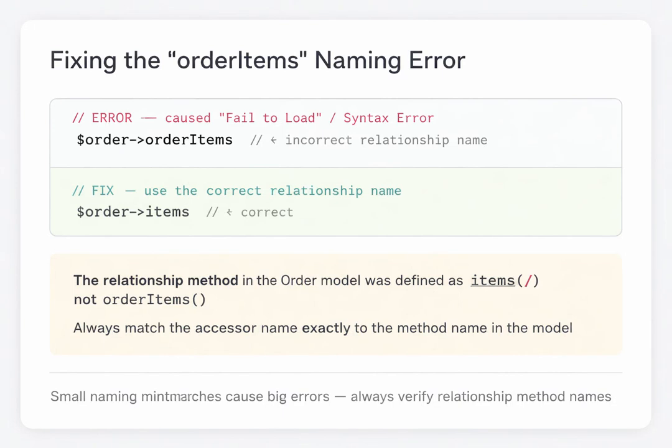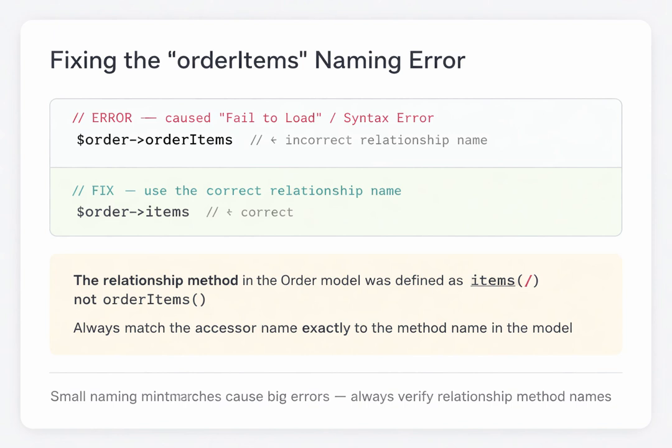During the live session, the instructor runs into a fail-to-load error, a syntax error that was causing the order detail view to break. After investigating, the problem turned out to be a simple naming mismatch. The code was trying to access the relationship using order items, but the actual relationship method defined in the order model was called items. So the fix was straightforward. Change order items to just items in the view.